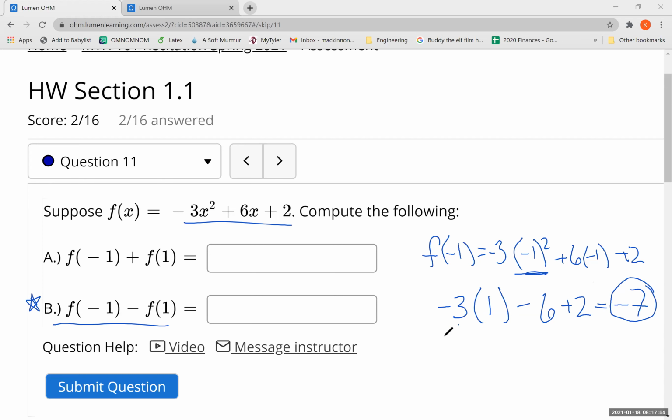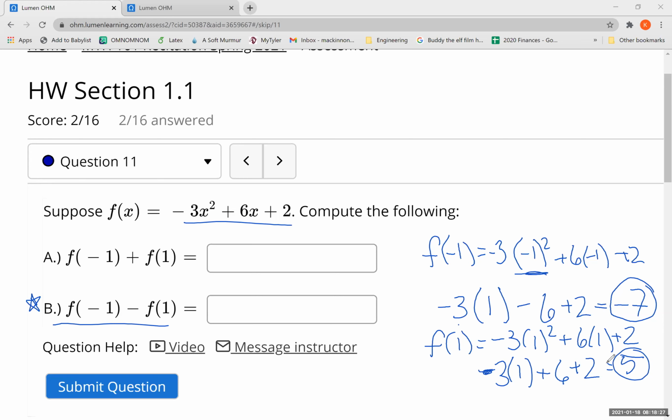Now we're not done. I need to find what f of 1 is. So -3 times 1 squared plus 6 times 1 plus 2. So now I get 1 squared is 1, so I get -3 times 1 plus 6 plus 2. So that's -3 plus 6 is 3, plus 2 is 5.